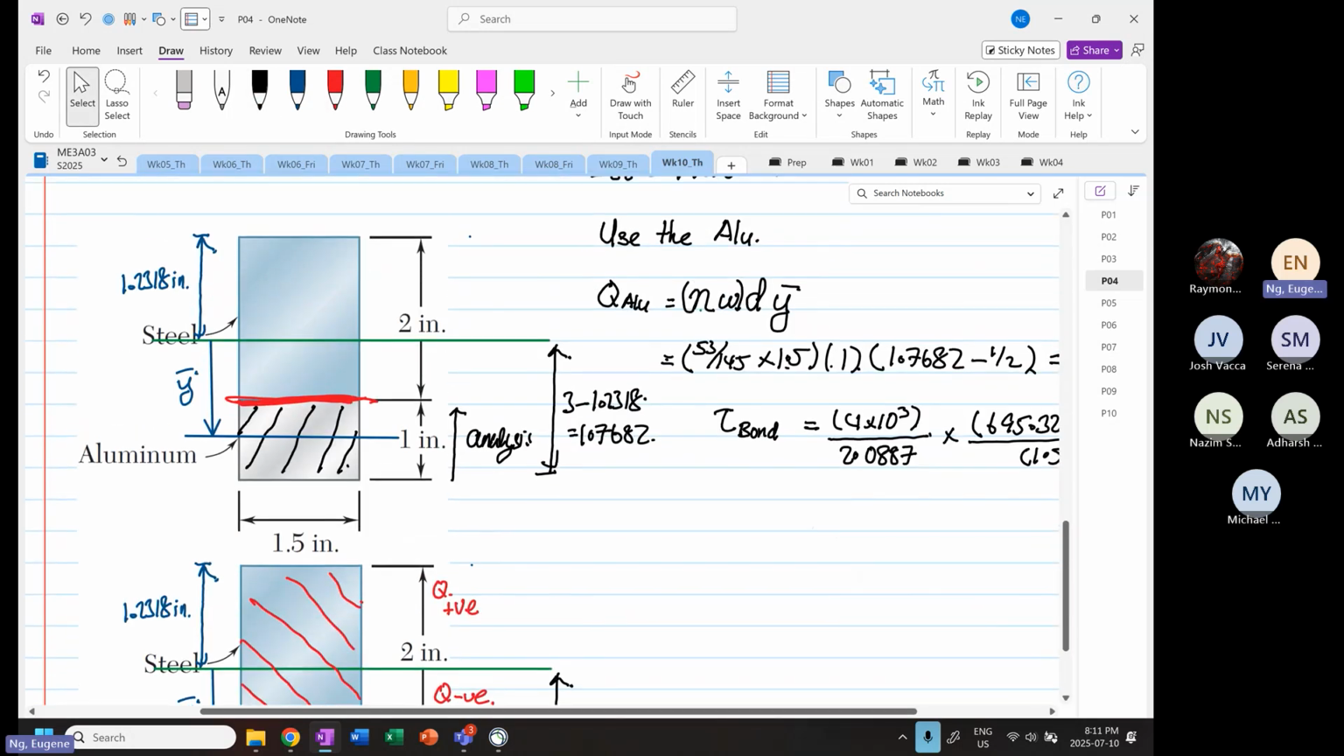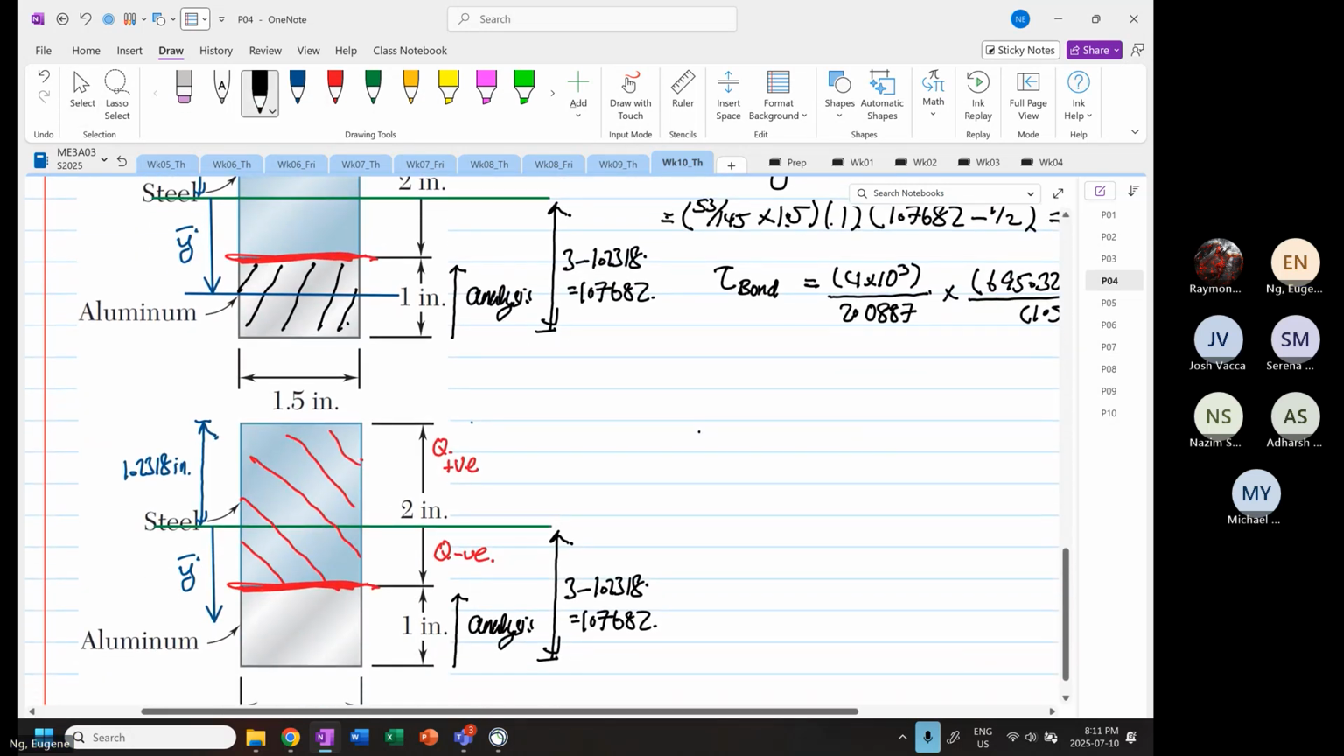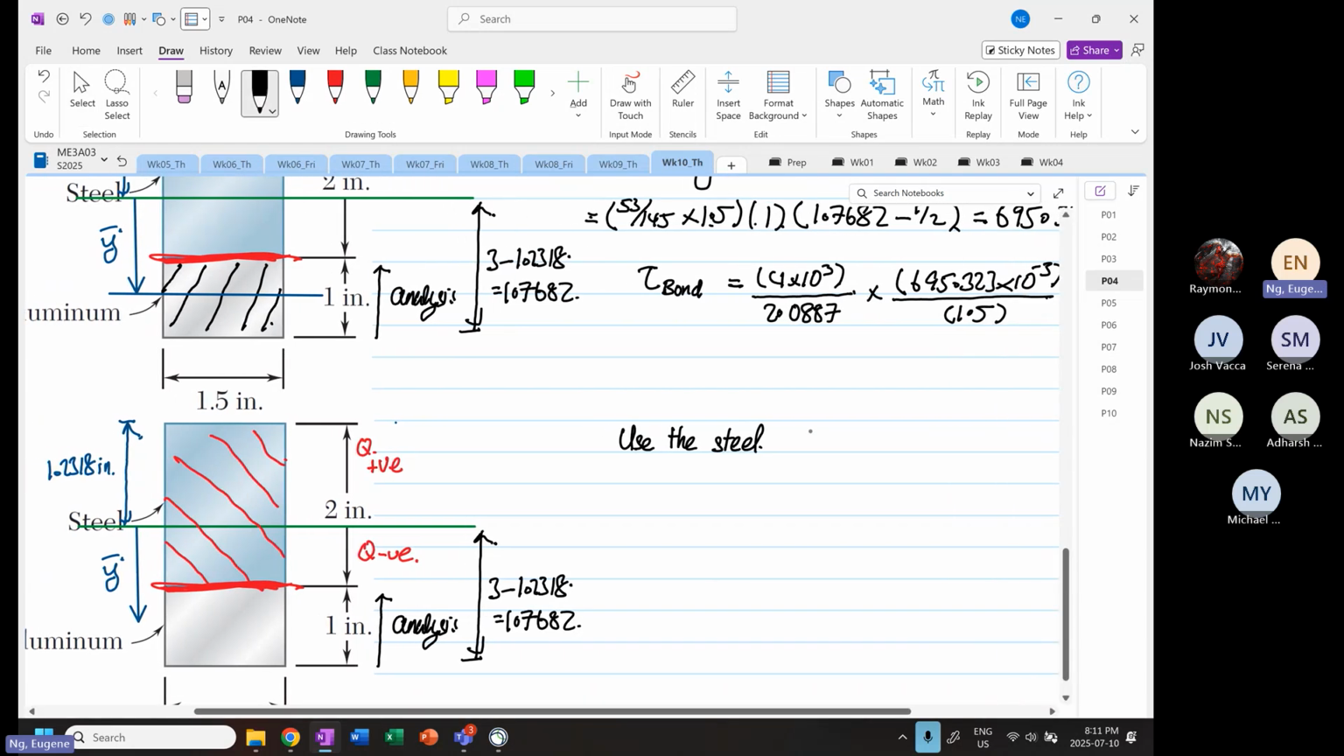Okay, so now we are going to use the steel. Again, by looking at the formula, the shear stress is equal to V over I, and we know V over I is constant. And then we have Q over t. The Q over here will be n with that y bar. We know this, we know this, we know this. It's the Q we don't know yet.